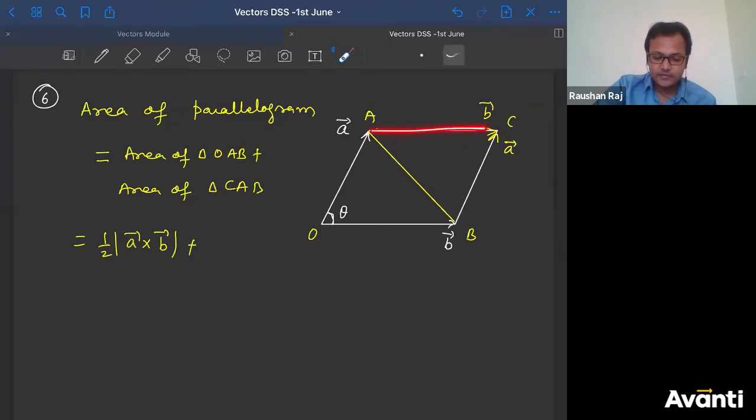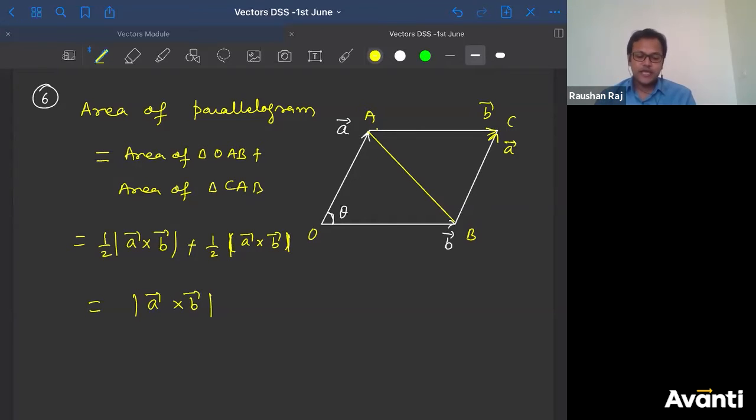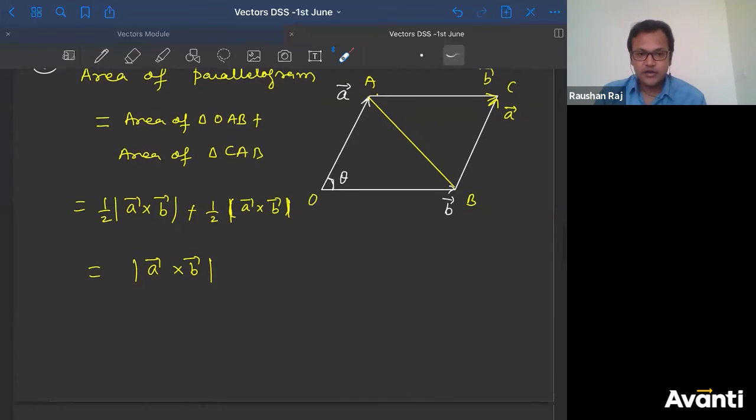Again, this is vector B, this is vector A. So can I say that is also half into modulus of vector A cross B? So can I say I'm going to get modulus of A cross B. So the area of a parallelogram made using two vectors A and B will be modulus of A cross B. Okay? This formula has been used as an application of cross product.